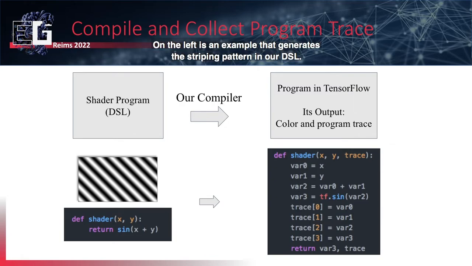On the left is an example that generates the striping pattern in our DSL, and on the right is the compiler-generated TensorFlow program that also collects the intermediate values in the program trace. Because each trace has a spatial size that's the same as the output, the computation is embarrassingly parallel and needs minimum modification for downstream deep learning models.